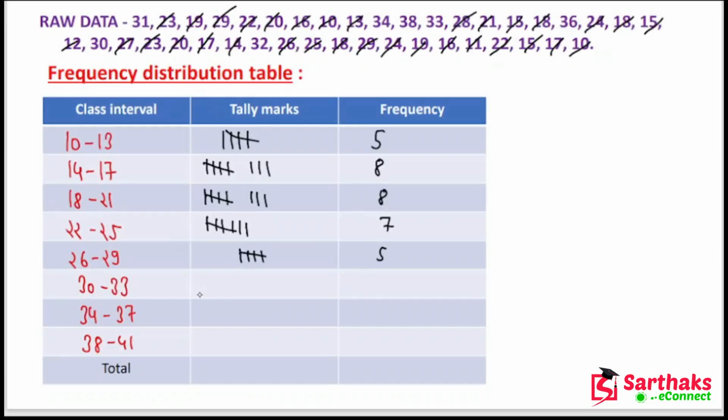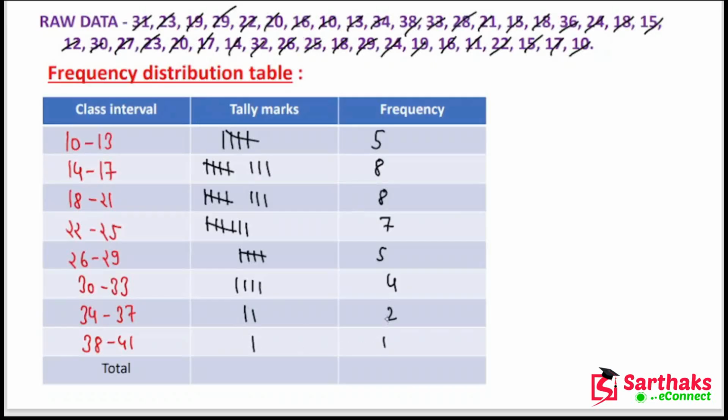Let us take 30 to 33. So 30 to 33 would be 1, 2, 3, 4. So we have 4. Then 34 to 37. 1, 2. Then 38 to 41. So we have not left anything inside. So 1 and only 1.